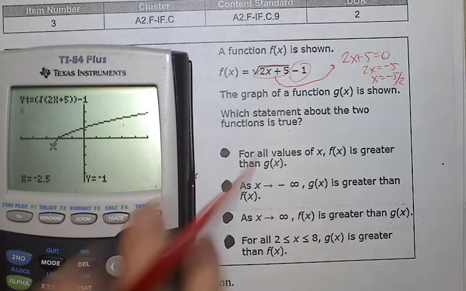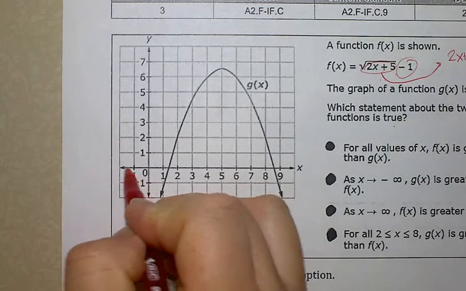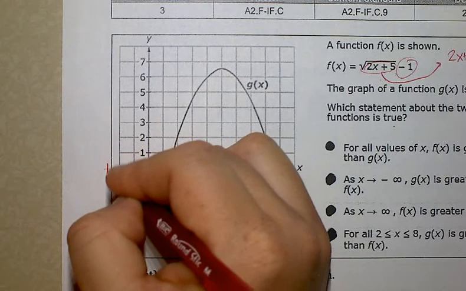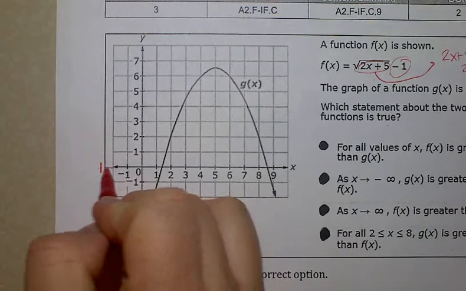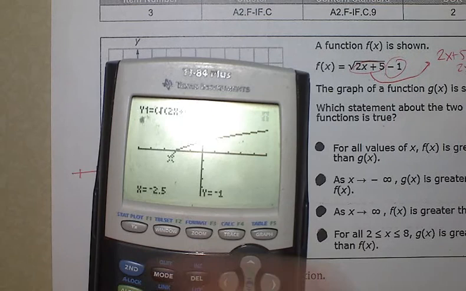So let's do that over here. Let's see if we can extend this. Here's negative 1. Here's negative 2. Make it go over to negative 2.5 and then go down 1. So there's negative 2.5, down 1. Hit second table so we can graph this.